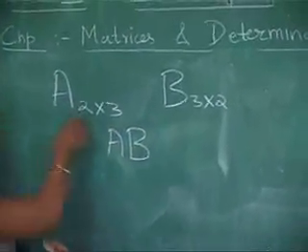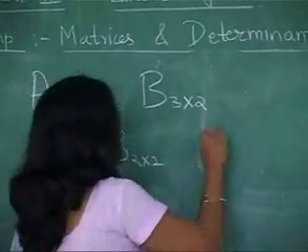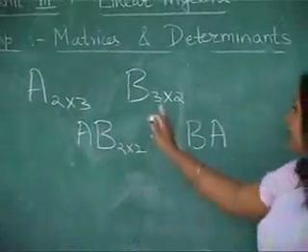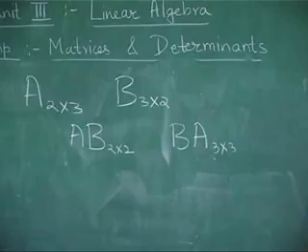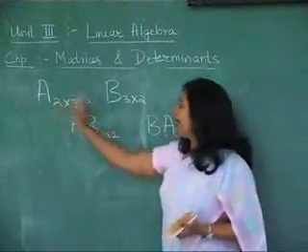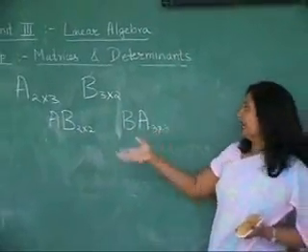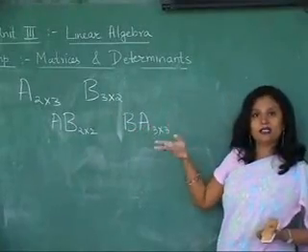This is going to be a matrix of order 2 by 2, and I can also compute BA, and this is going to be a matrix of order 3 by 3. So notice that even in those situations where I can compute AB as well as BA, still the chances of the two matrices being equal are very less.